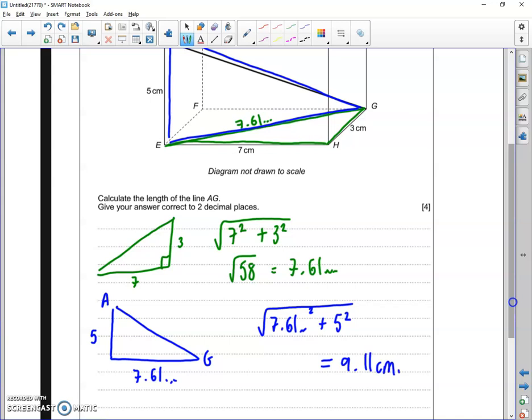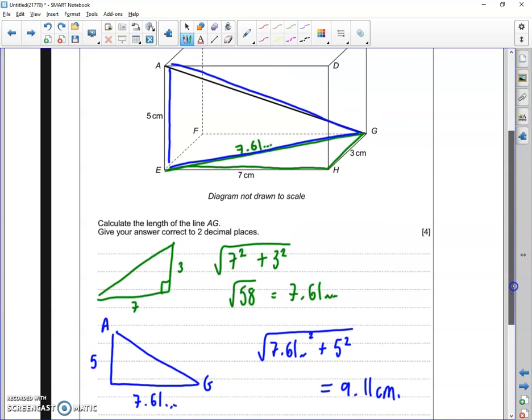Okay, so if you have to work in 3D, don't, basically. Try and spot a 2D triangle that you can work out, and then see if that helps you to make it, and then another 2D triangle to get to the size you're after in the question. So we've ended up with 9.11 for A to G, and we'll carry on from question 15 in the next video.